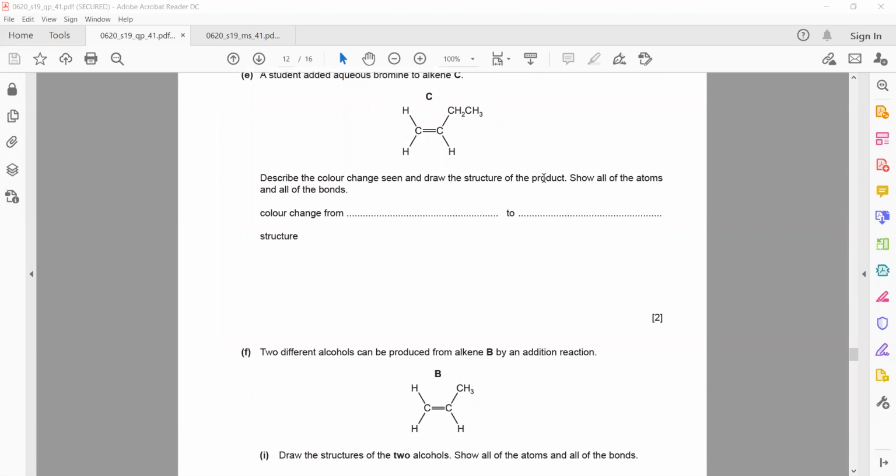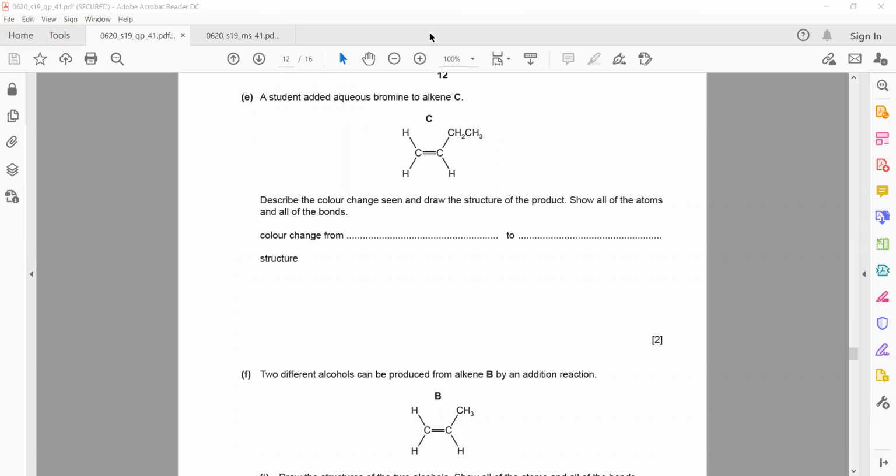A student added bromine to alkene C. Describe the color change seen and draw the structure of the product. What will be the color change when bromine reacts with an alkene? So it's red brown, or brown, to colorless. Originally bromine is red brown in color, but it changes to colorless.